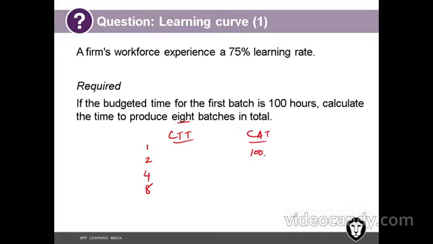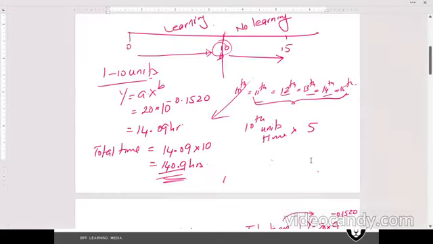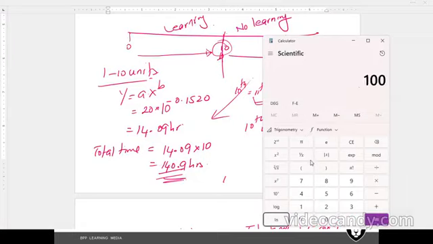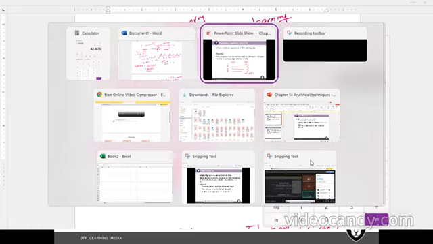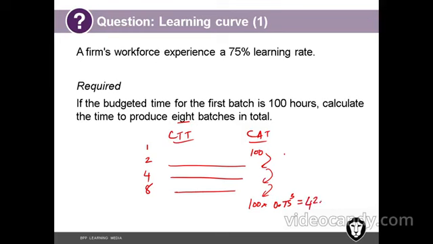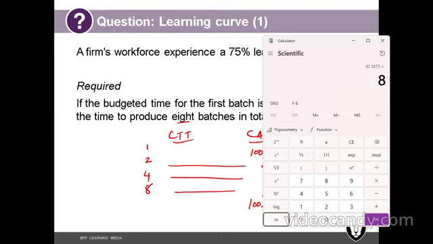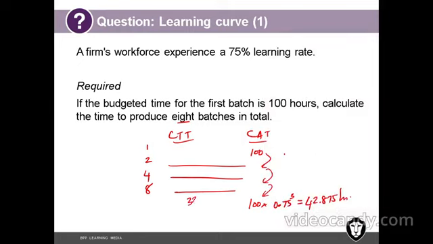First one, 100 hours. Next one, 75. One by one, I don't have to find it. I can straight away find the last one. How? Once, twice, 3 times you are going to multiply by 75%. So it's going to be 100 into 0.75 to the power 3, which is 42.875 hours. That's the average. Multiply this by 8 to get the total: 337.5.